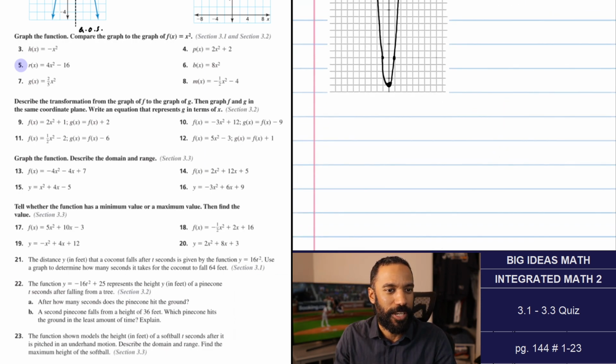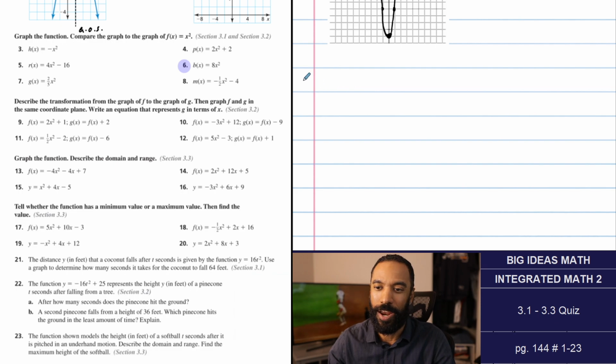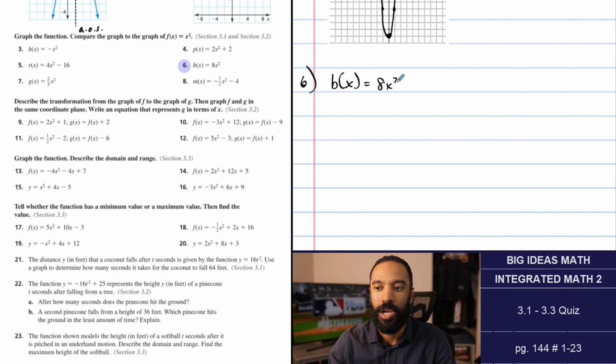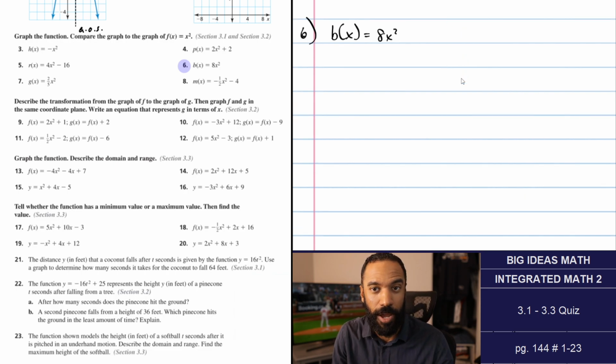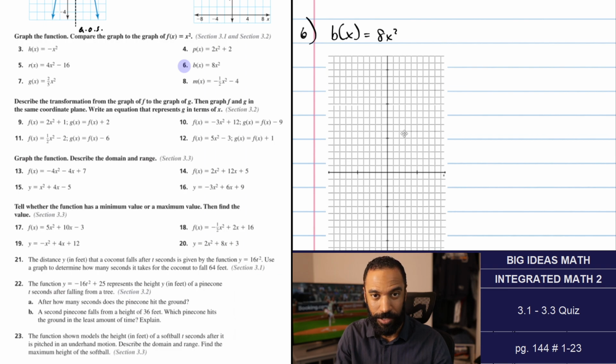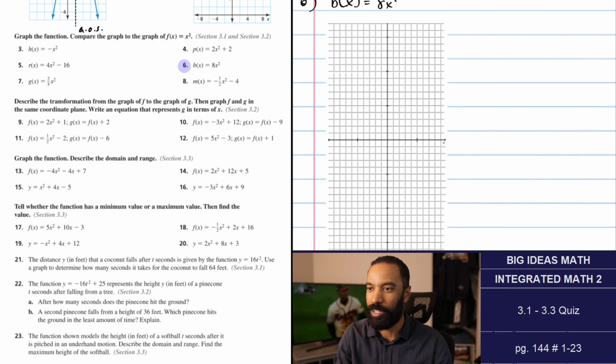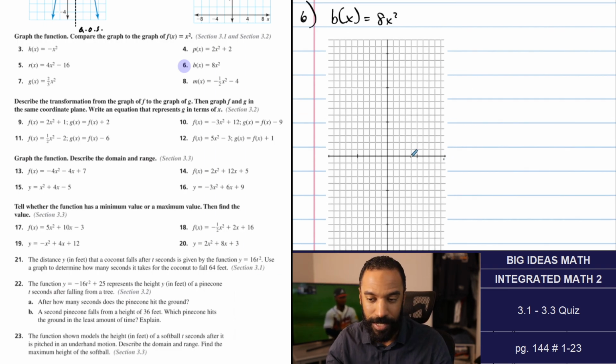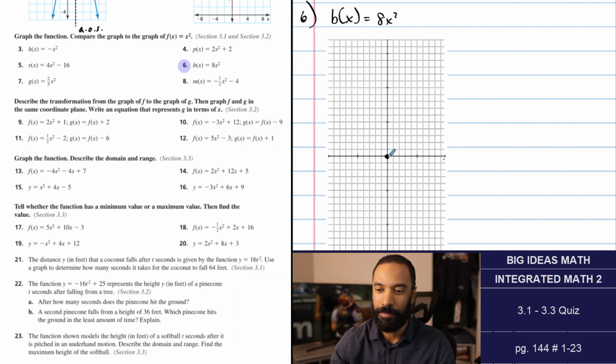Let's go. Number 6. B of x equals 8x squared. To be fair, I'm only going to be able to fit one set of points given my graph stuff. I'm not changing scales here. So this does not vertically translate. The vertex is at the origin.